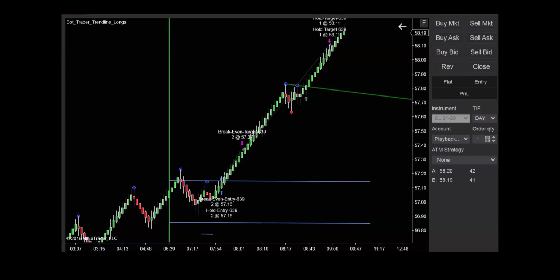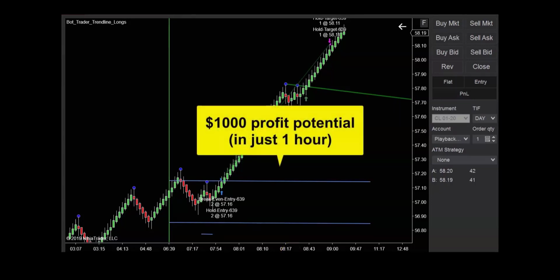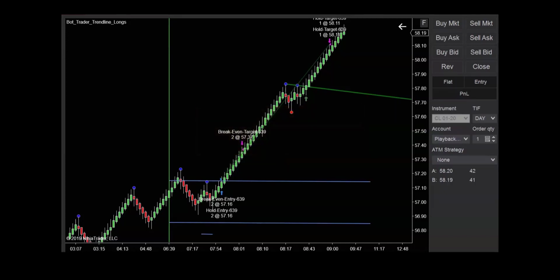Order filled. Boom! Just like that, the trade got filled. Okay? A little over $1,000 in just 1 hour of trading. You guys get what I'm saying? Are you understanding now the power of a robot?